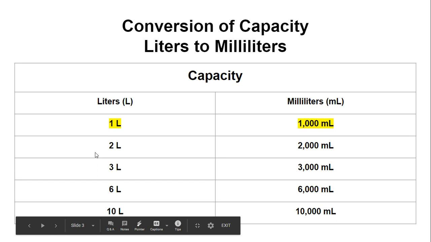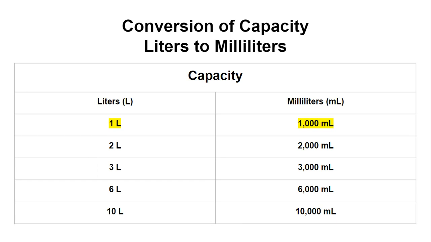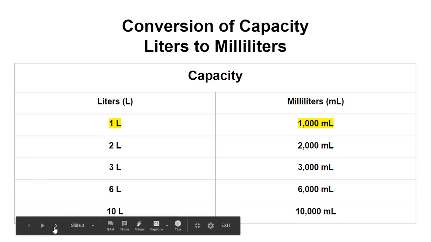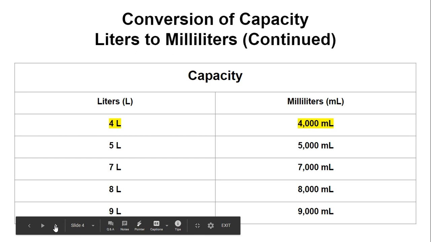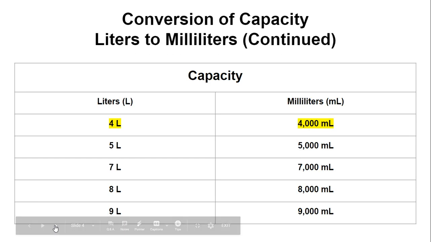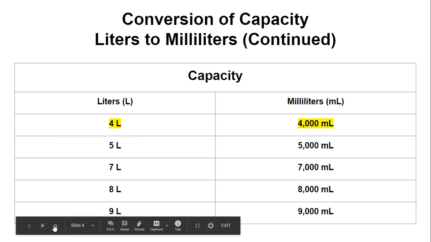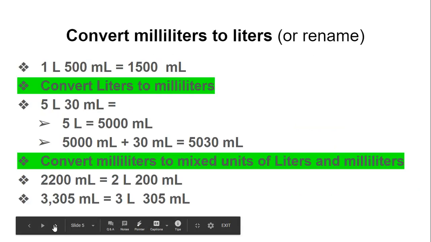So here's your liters to milliliters table. For every 1 liter, you will have 1,000 milliliters. 2 liters, 2,000 milliliters. You will have 2 tables that look like this that will help you with the conversion of liters to milliliters or milliliters to liters. Remember, to convert means to rename.